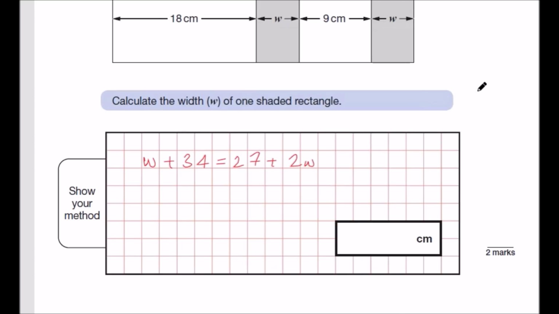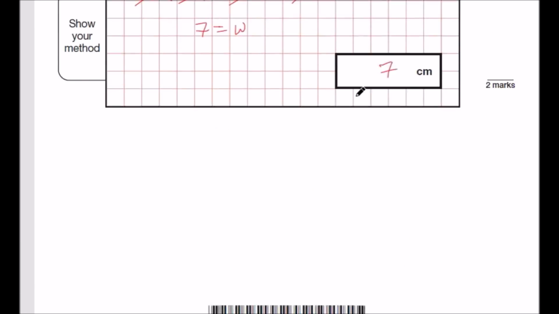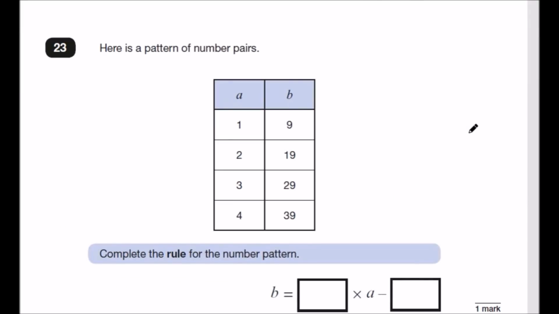Right. We can solve this algebraically. So what I would do is put all the W's on one side. So let's subtract 1W on both sides. If we subtract 1W, this disappears and this one becomes a single W. If we subtract 27, this will disappear and this will become 7. So we're left with 7 equals W. And yes, that is the answer. W is 7 centimeters. Conveniently. Now, moving on to 23.